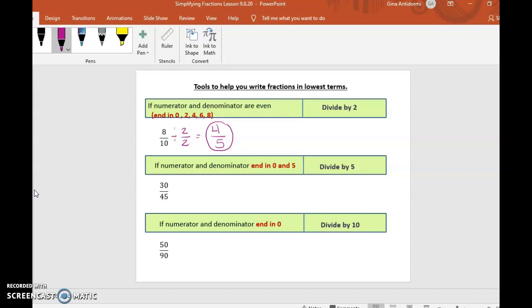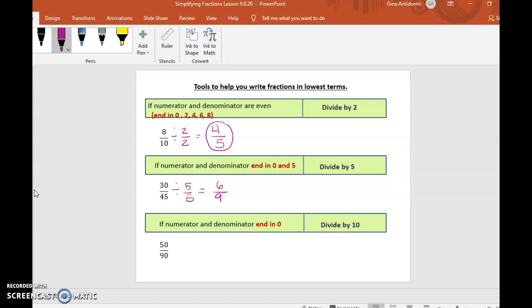All right, when we look at this example, we know 30 is even, but 45 is not. So that means we can't divide by 2. However, if the numbers end in a 0 or a 5, we can divide by 5. So let's divide by 5. 30 divided by 5 is 6, and 45 divided by 5 is 9. So we get 6/9. Good.